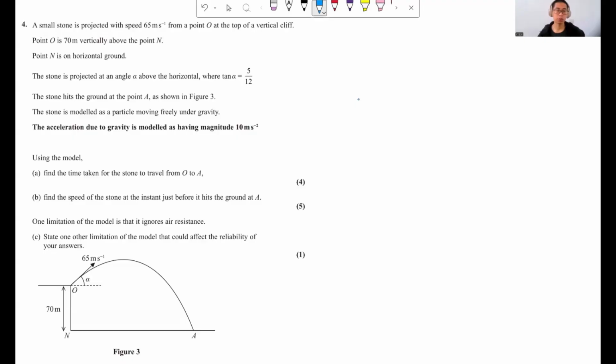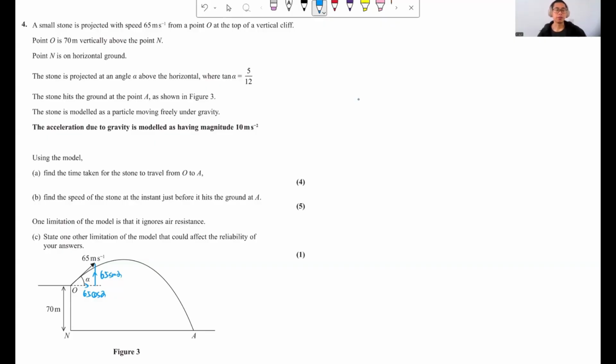Let's have a look at question 4. So this is a projectile question. A small stone is projected with speed 65 meters per second from a point O at the top of a vertical cliff. So we can resolve this straight away, one vertical and one horizontal. Vertical is the opposite of the angle, so that would be 65 sine alpha. And the horizontal is the adjacent, which is 65 cos alpha.